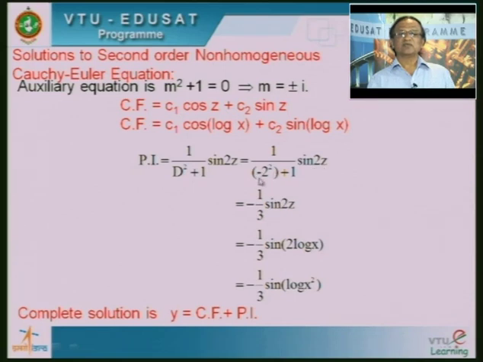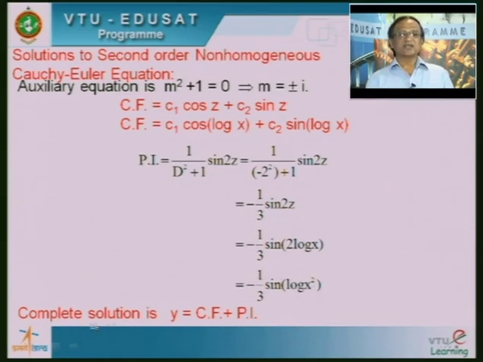So, it becomes minus 4 plus 1, which means I hope you will get minus 3. That is why I have written here minus 1 by 3 into sin 2z. So, that is equal to minus 1 by 3 sin 2z, where z means log x. That is equal to minus 1 by 3 times sine of log of x square. Again, by using the properties of logarithm, it can be written in this form. So, this becomes the particular integral of the given equation.